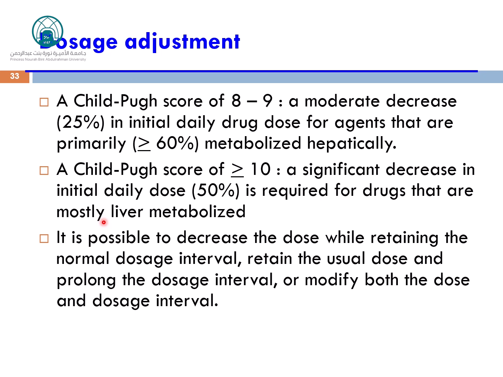i.e. for the previous example, which is 1000 milligrams daily, let us say amoxicillin or ciprofloxacin antibiotic. So instead of giving 1000 milligrams daily, you will just give 500 milligrams daily. It will be 2 separate doses, each of 250 milligrams, okay? It is possible to decrease the dose while retaining the normal dosage interval.